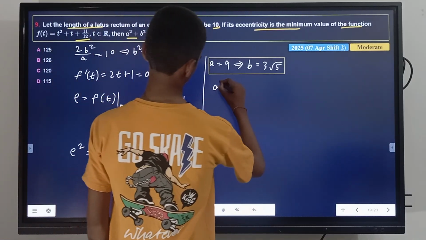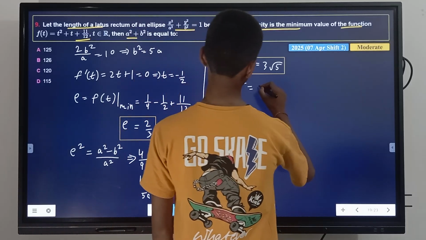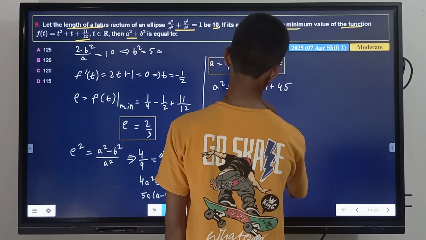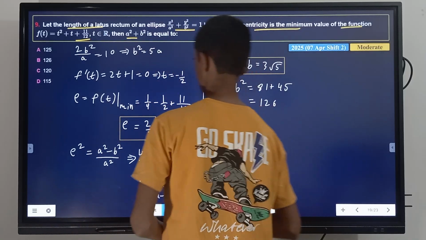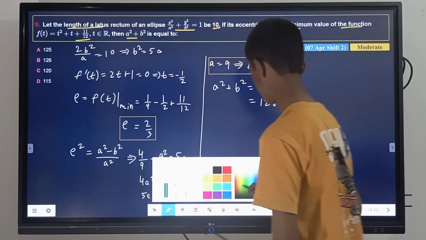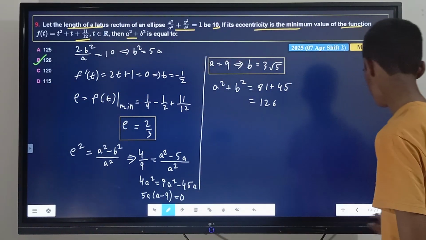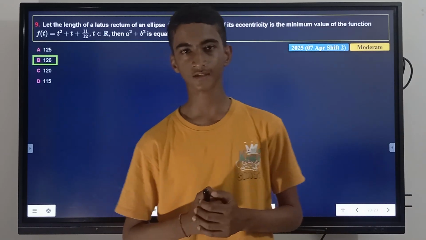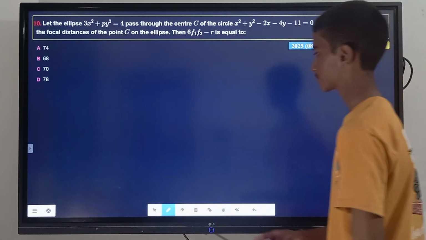So our a square plus b square is equal to 81 plus 45, which is 126. From here our answer is option B. And here is our solution, and we can see that our answer is correct. Here is our next question.